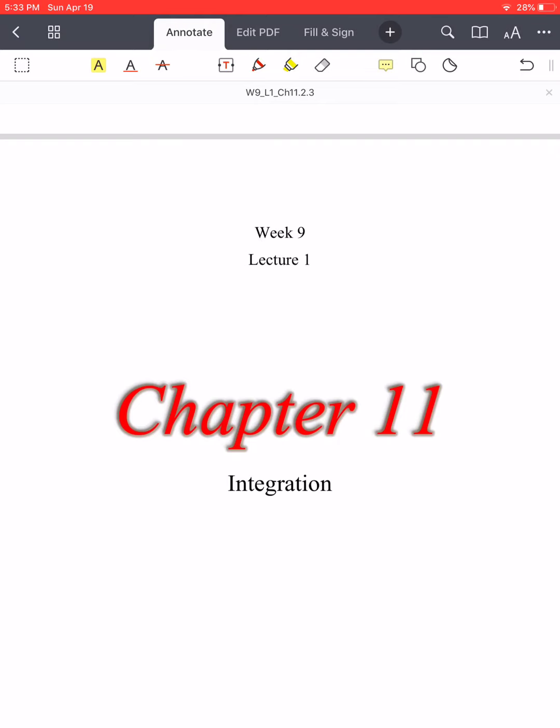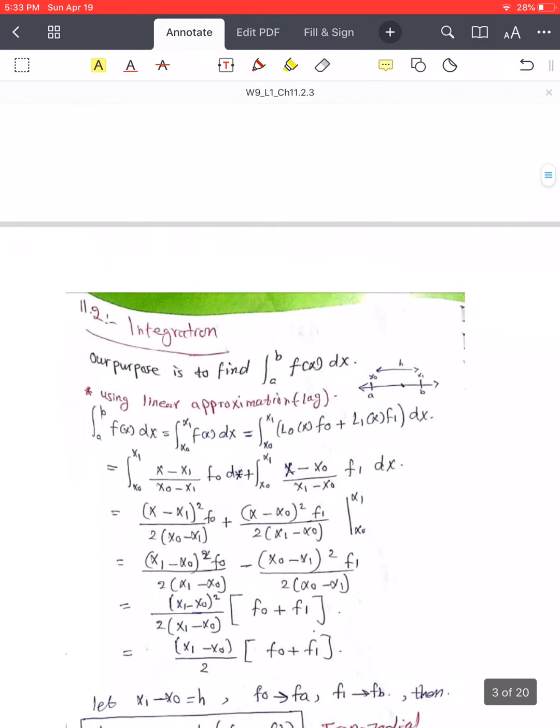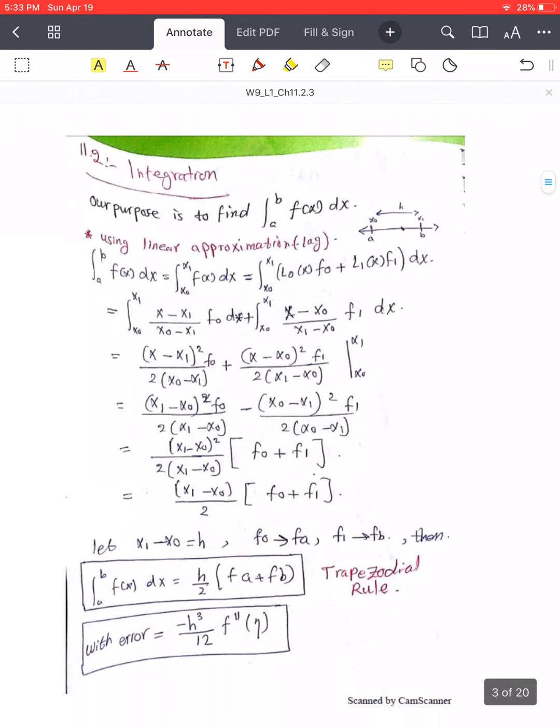Today we'll talk about integration. So what is integration? We would like to talk about this integration from A to B and approximate it. How to do it? We'll start with the simplest method called the trapezoidal rule. So it's the trapezoidal rule from A to B.